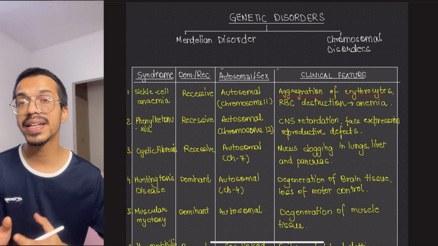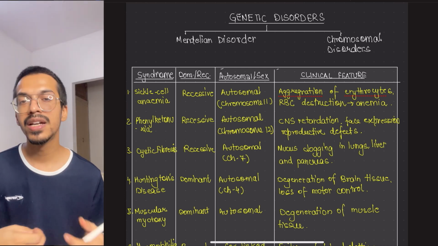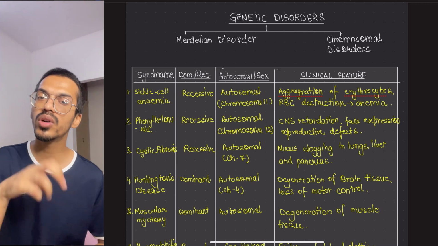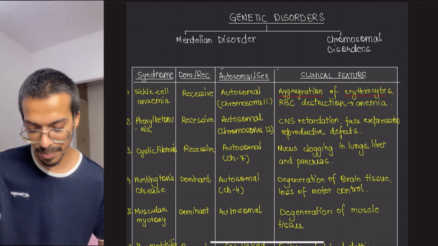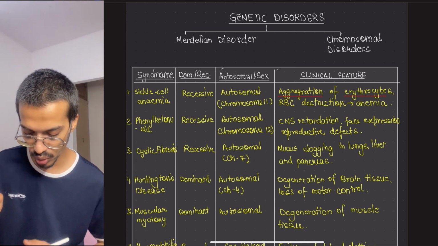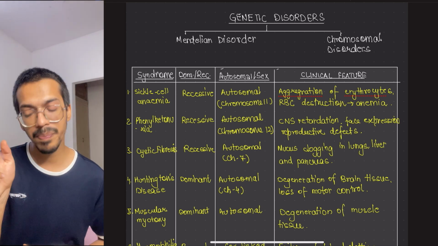If you understand pedigree, then genetic disorders are very easy. Genetic disorders means those diseases which affect the genes of the body. There are two types of genetic disorder. One is Mendelian disorders, the other is chromosomal disorders. Let's see the Mendelian disorders. In Mendelian disorders, this pedigree will work.